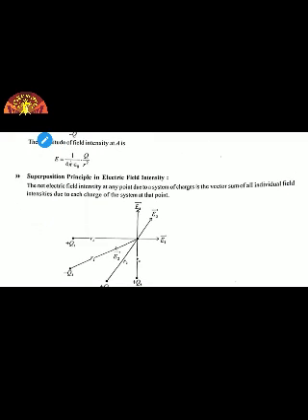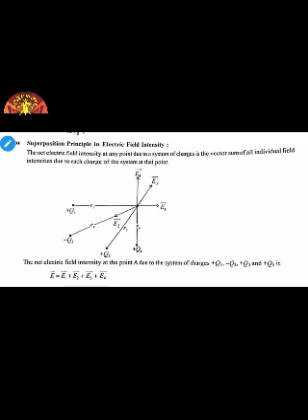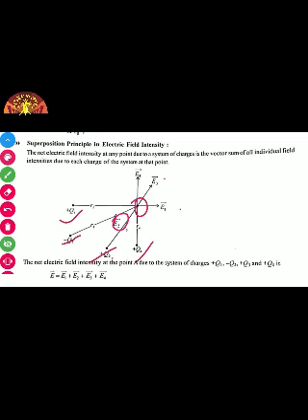Now the superposition principle also exists for electric field intensity. If you have more charges in a system and you want to calculate the electric field due to all of these charges, then you can see over here we have Q1, Q2, Q3 and Q4, and we are calculating the resultant electric field at this point. You can see that we have E2 due to charge Q2, E3 due to Q3, E1 due to Q1 and E4 due to Q4.